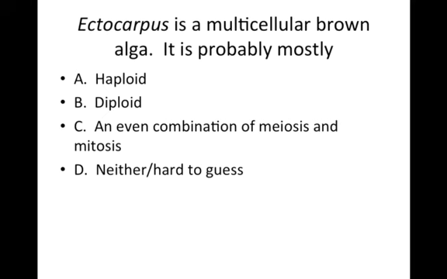Okay, let's do another example. Ectocarpus is a multicellular brown alga. Is this probably mostly haploid, diploid, an even combination, or is it hard to guess? Go ahead and pause if you like. So we learned, though there are many exceptions, that many multicellular organisms are diploid. And we said that might have something to do with avoiding cancer-like situations.